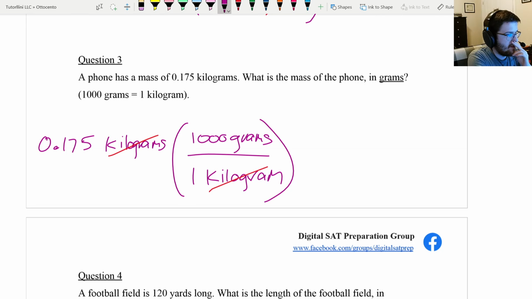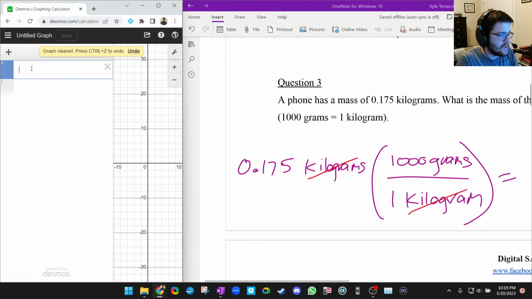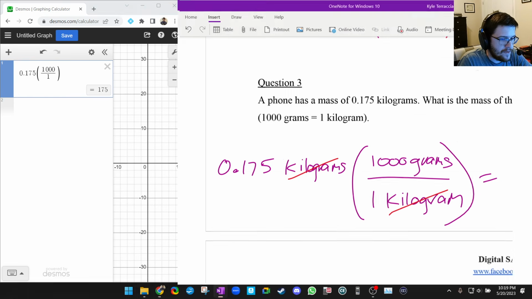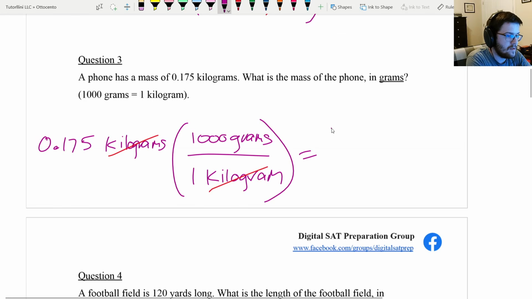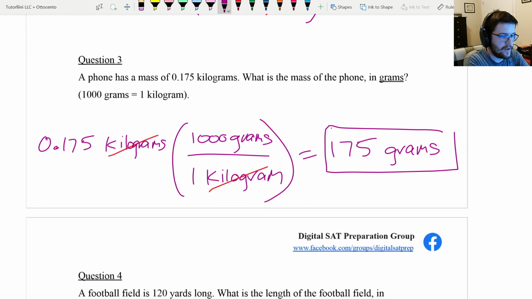So we can now forget about all this and go to the calculator. And again, 0.175 times 1,000 over 1. Even though it might seem a little silly for this one, I'm going to put it in exactly as written, just so I don't make a careless mistake. And I get 175 grams, which is our answer.